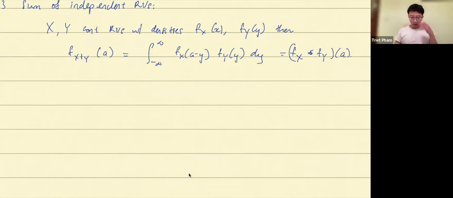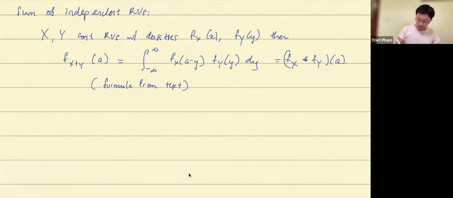Now, this is just a formula from the textbook. And this comes from writing down what the probability that X plus Y is less than or equal to a is. And then you develop that, and then you differentiate this expression with respect to a, and you get that, okay?